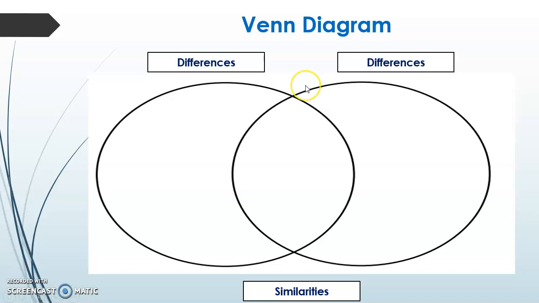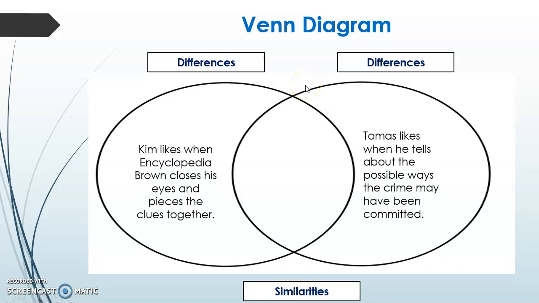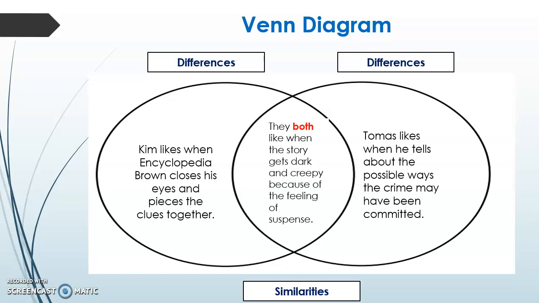Welcome back, grade 4. Kim likes when Encyclopedia Brown closes his eyes and pieces the clues together. And Thomas likes when he tells about the possible ways the crime might have been committed.